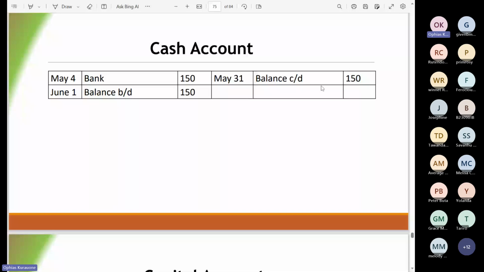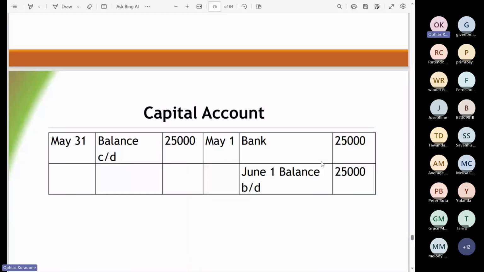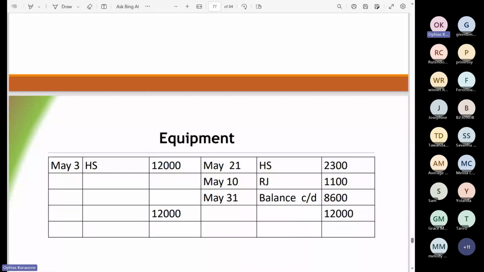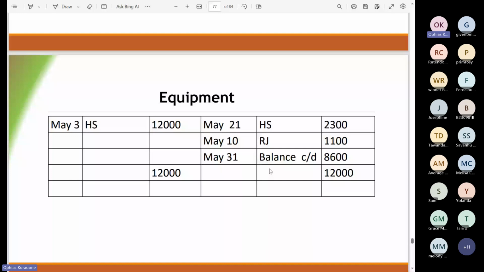Capital account 25,000. There was no capital introduced during the year. What we said, the capital account has got a balance carried down. It has got a credit balance, so bank 25,000 and the balance carried down is 25,000, because there was no new capital introduced.